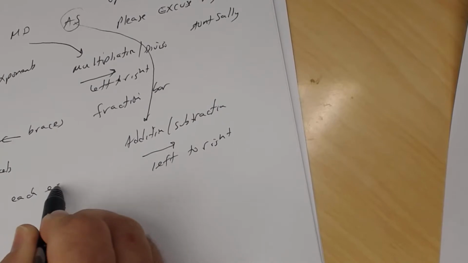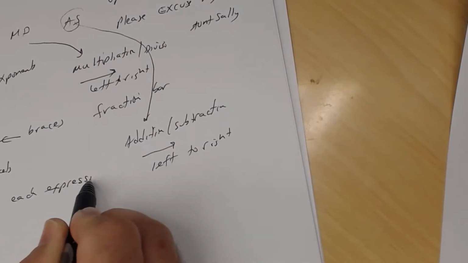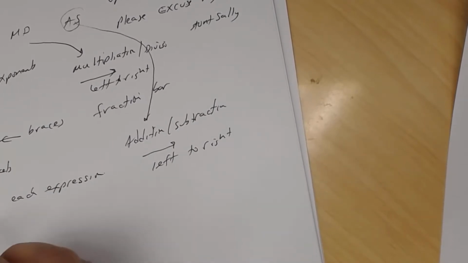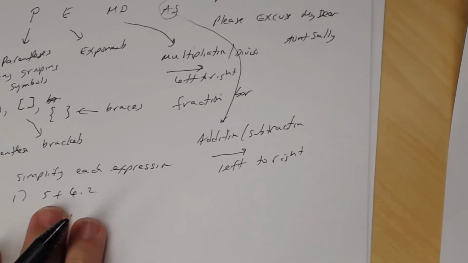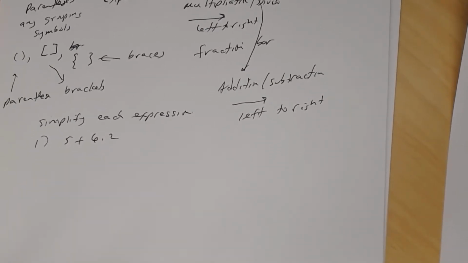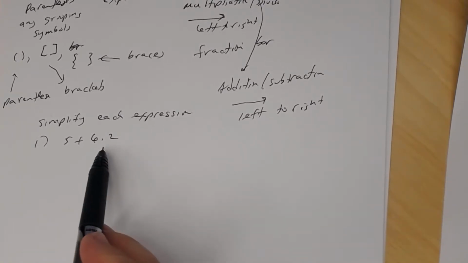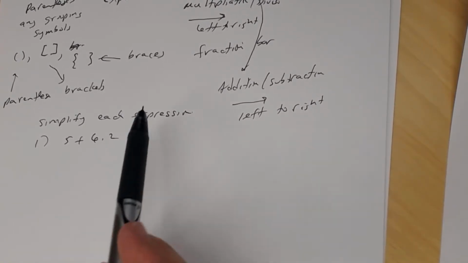Okay, simplify each expression. All right, number 1. Suppose I had 5 plus 6 times 2. Now that's the easy kind, because there are no grouping symbols, so it's easy to deal with. There are no grouping symbols, there are no exponents. So basically, you're going to multiply first and then add, because that's what the order says.